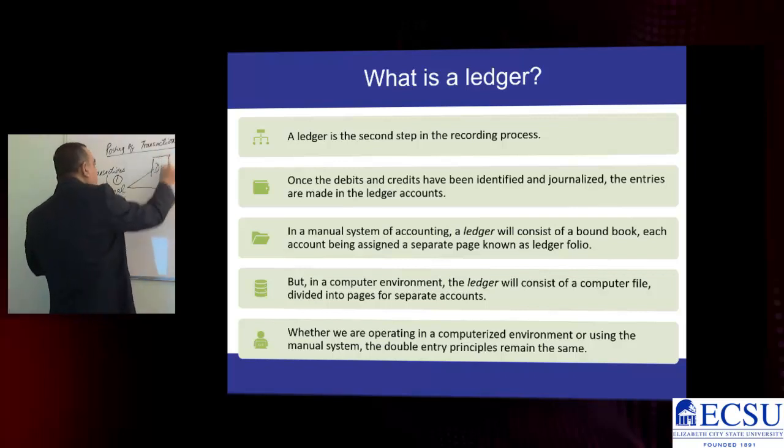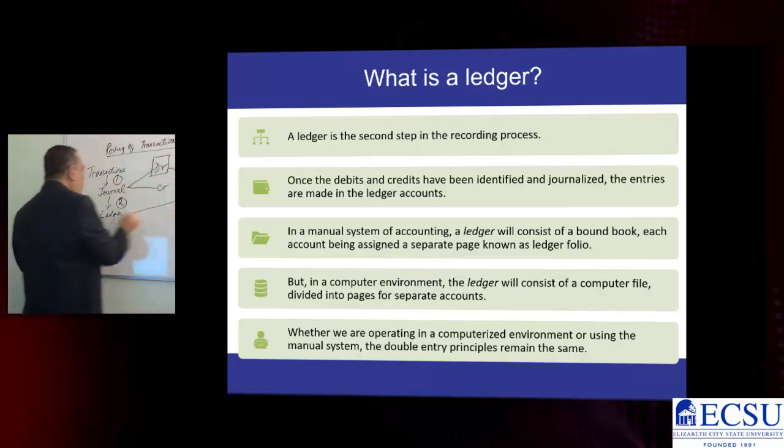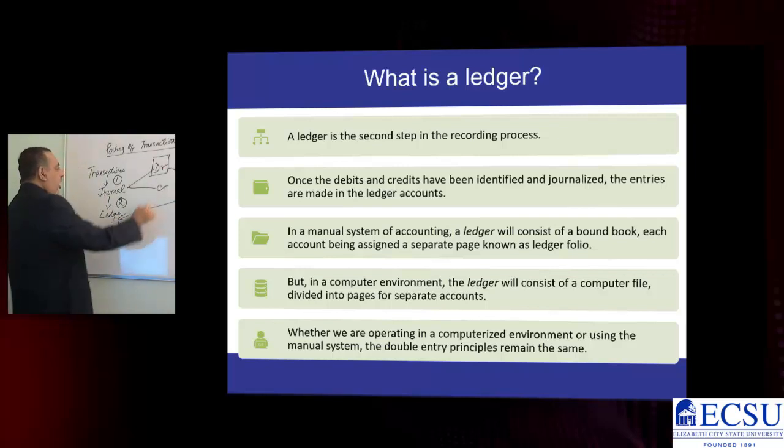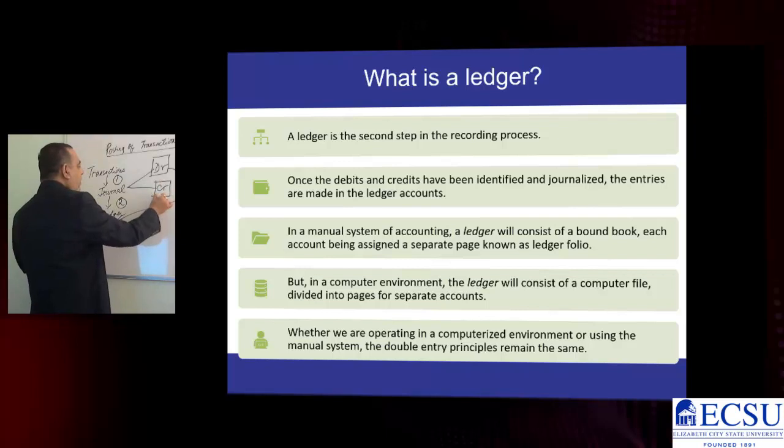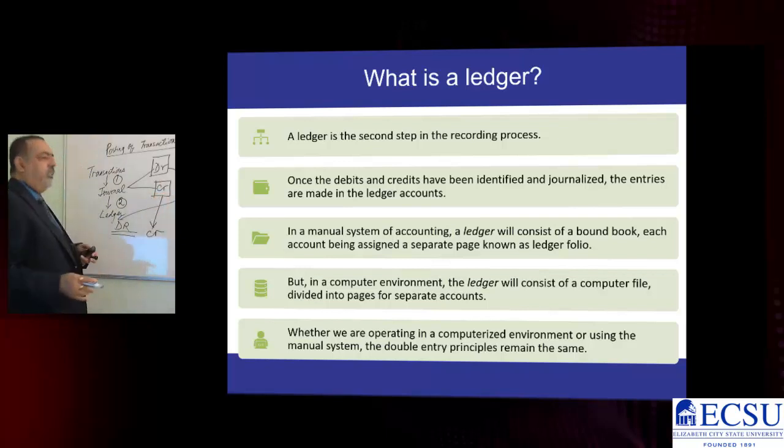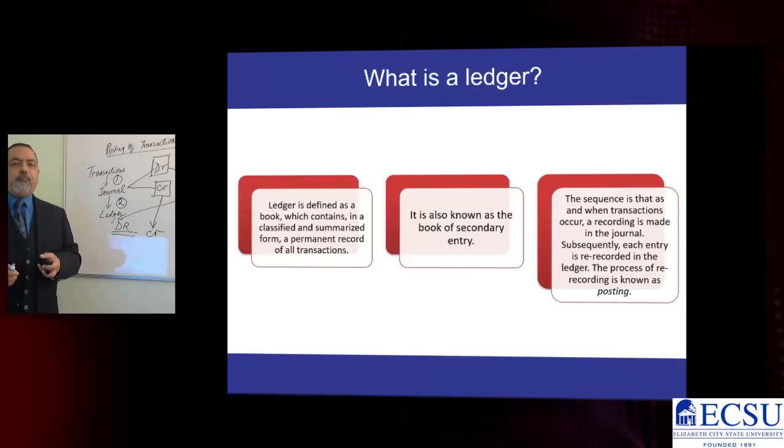Whatever is debited here will go to the debit side of the ledger as well. And whatever was credited in the journal should go to the credit side of the ledger as well. So that will always remain, and the debit and the credit should be equal.